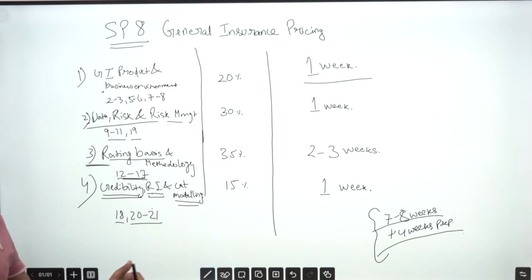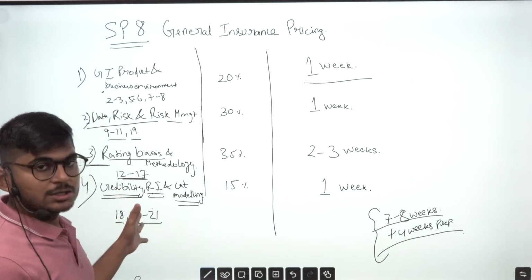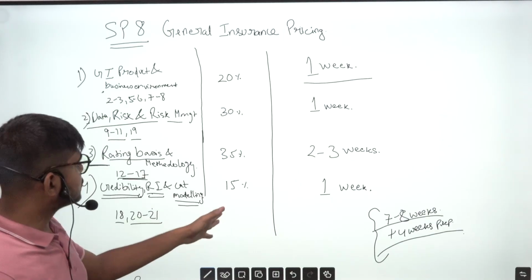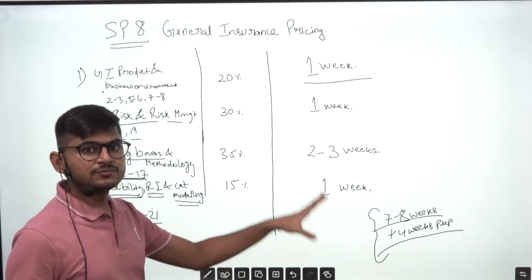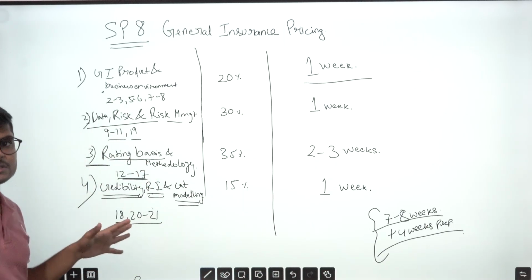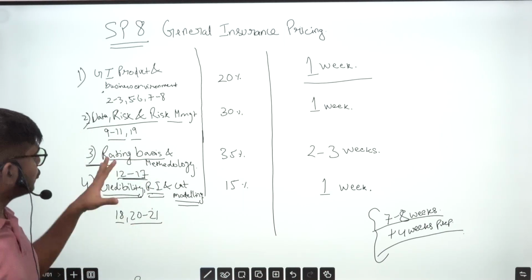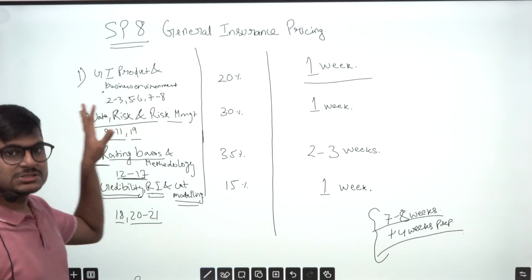So we'll first understand what the syllabus for SP8 is, the weightage for it, and how much time we need to allocate for each section over here. If we divide the entire syllabus, we can divide it into broad 4 categories. First is the GI product and business environment.